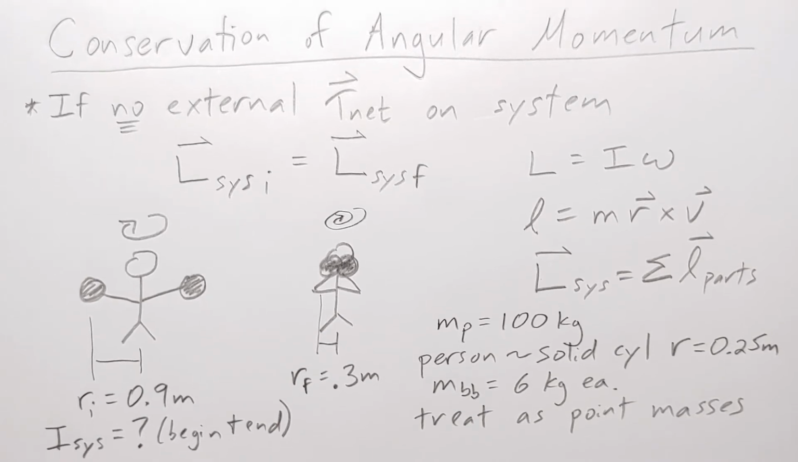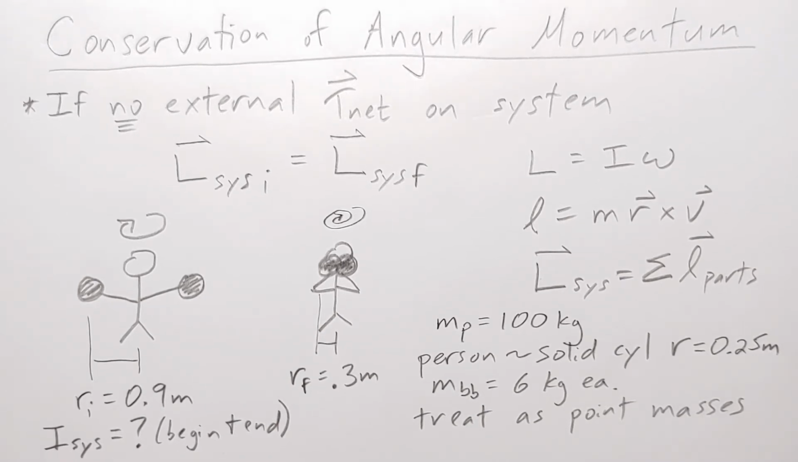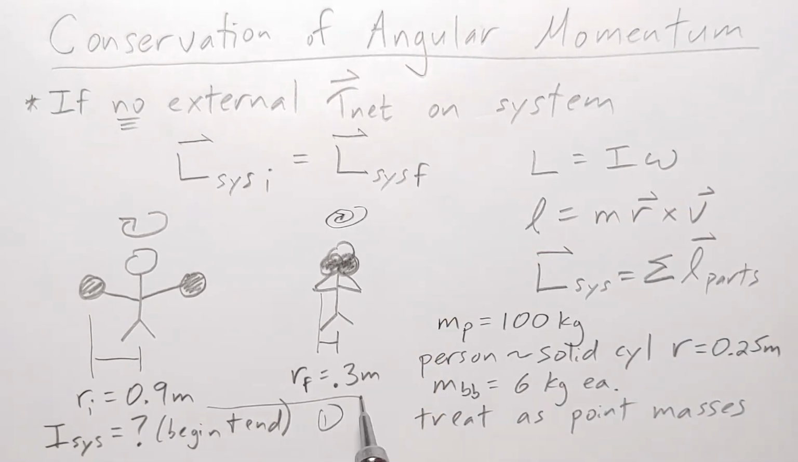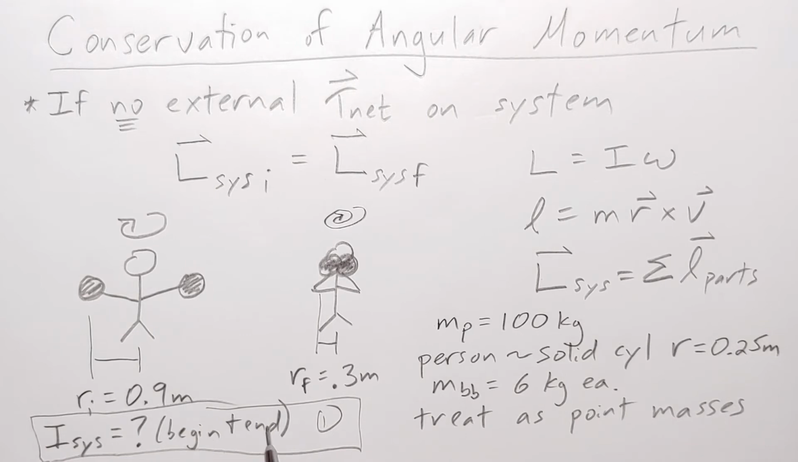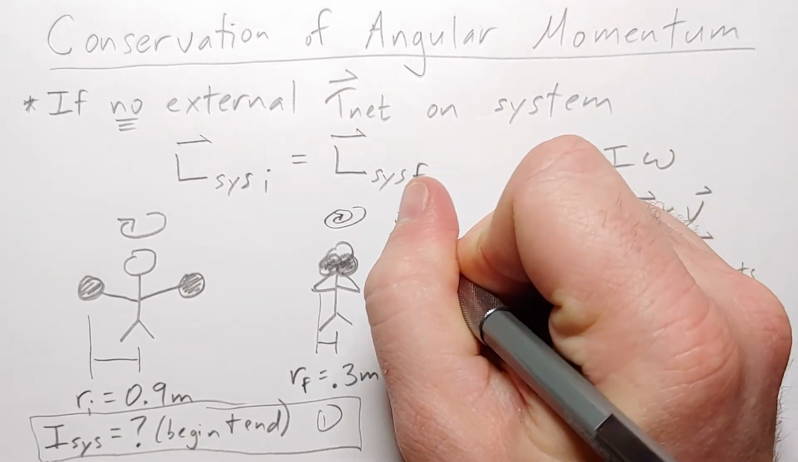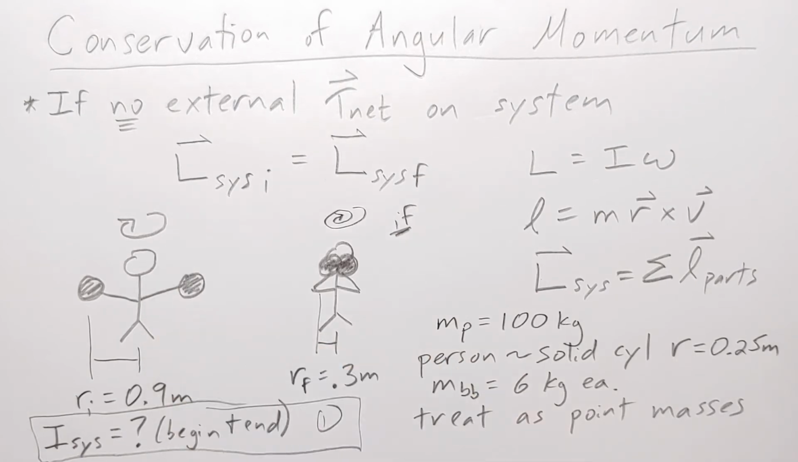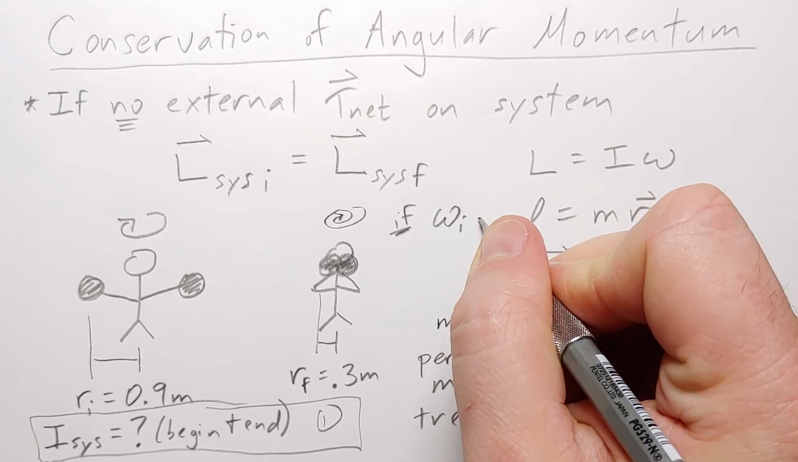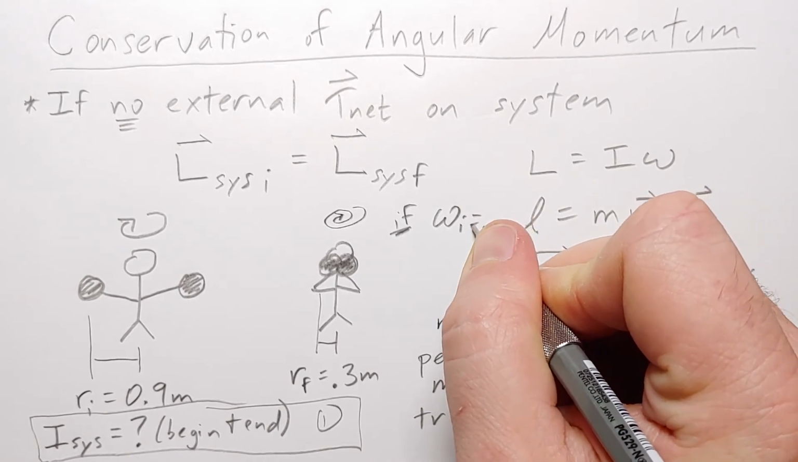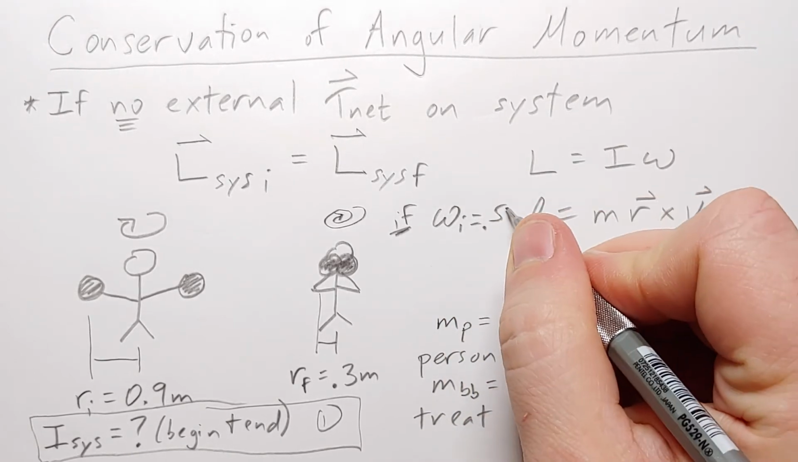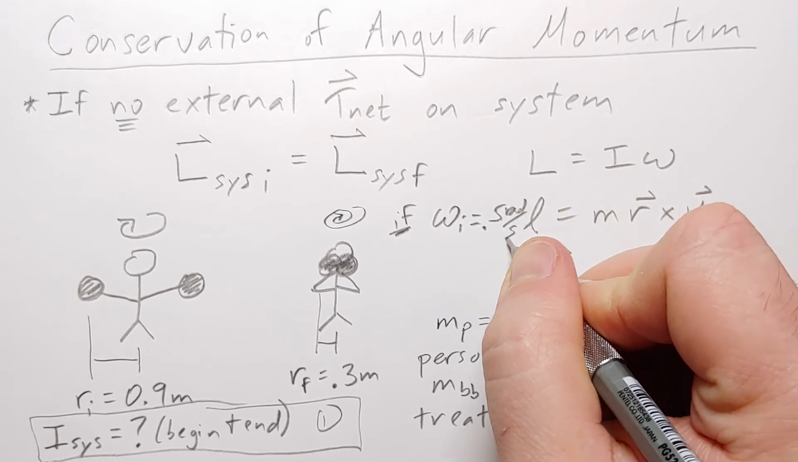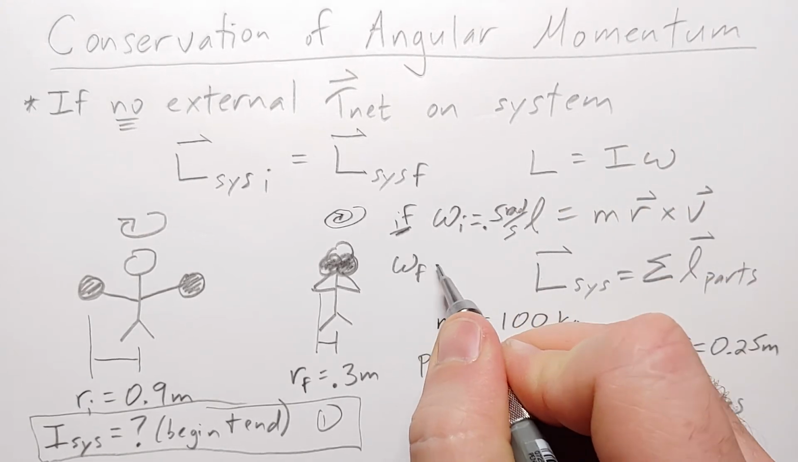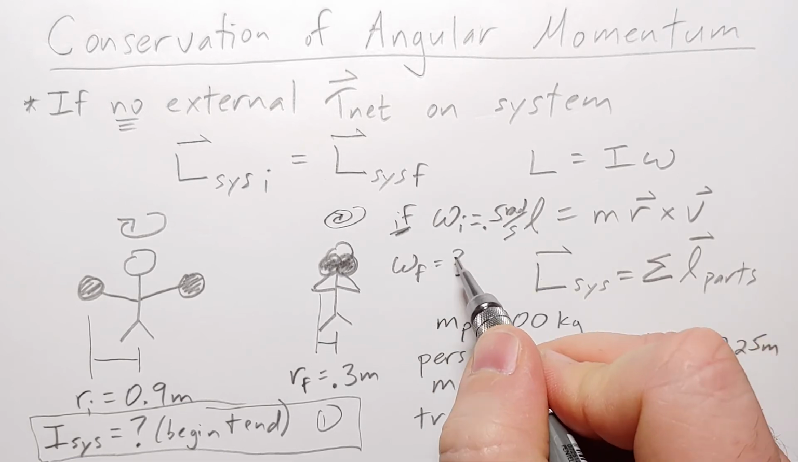And I have used my space poorly here. So that's the first thing I need you to find. So just the moment of inertia. And then if our initial angular velocity here is, let's say, 0.5 radians per second, what is the final angular velocity?